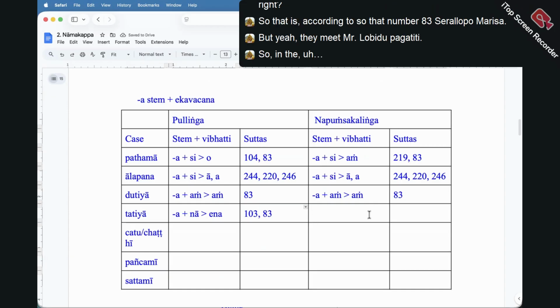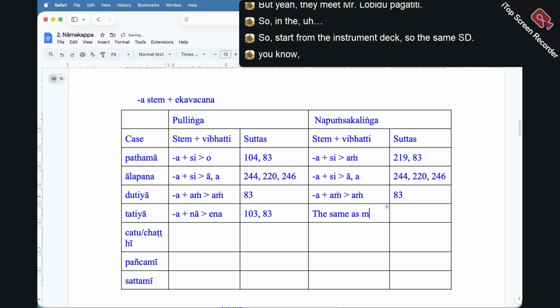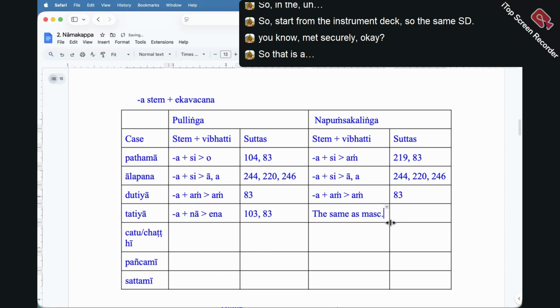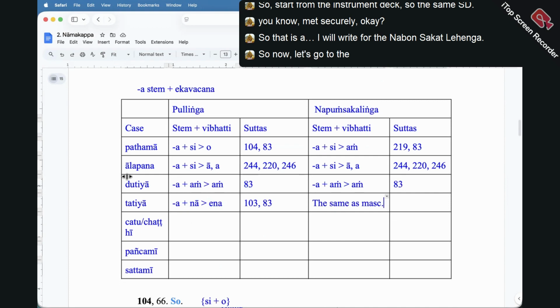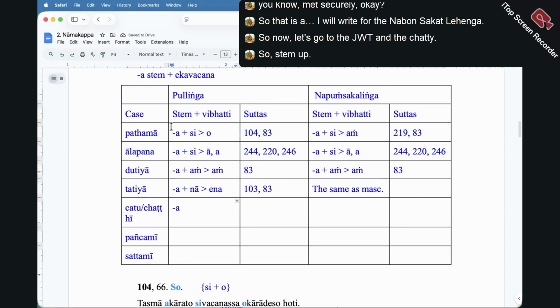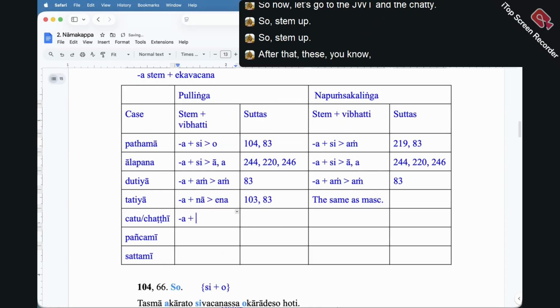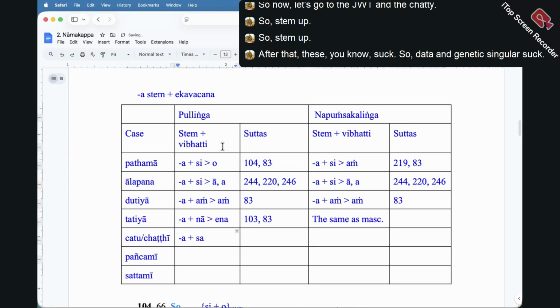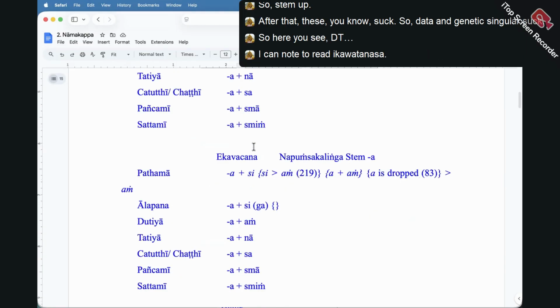So start from the instrumental case, the same as the masculine. Okay, so that I will write for the Napumsaka Linga. Now let's go to the Chatthi, the genitive case. So stem up. After that, this 'sa', the genitive case singular 'sa'. So here you see Chatthi Vibhatti Ekavacana 'sa'. So 'sa'.